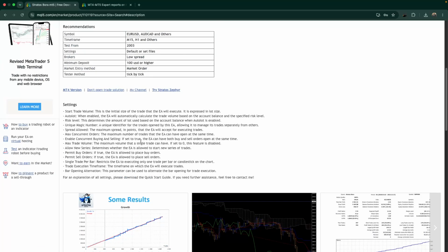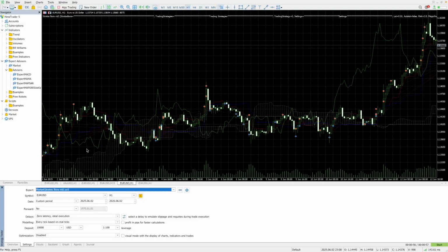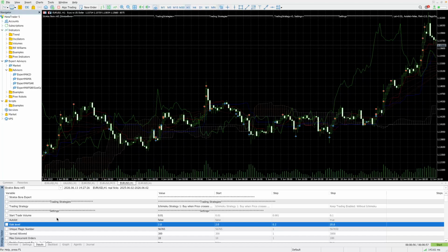Now let's talk about the key features that the seller markets. We have the multiple Ichimoku strategies. We have the auto lot with risk levels, and we also have the grid increment. We have the gap controls. We also have the spread limits, the max concurrent orders, the trading day filters, customizable close rules. It is designed for traders who want a mix of cloud-based trend following with some averaging mechanism on the 1 hour time frame. This is some other inputs, some other settings.